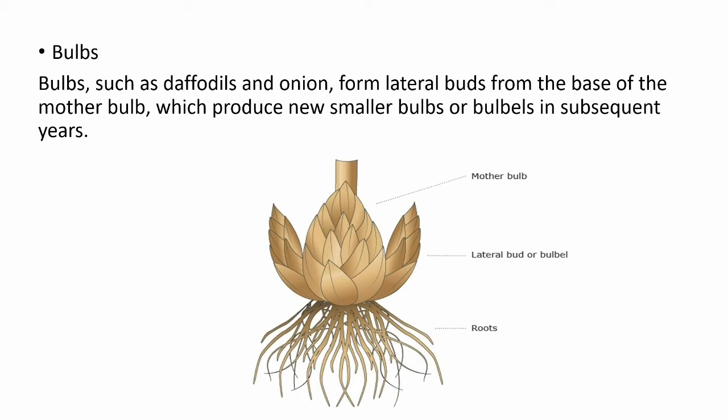So from one particular bulb, you can have a generation of so many other bulbs and you have more plant structures.